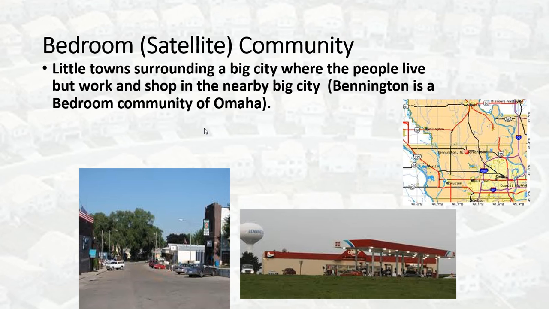A bedroom community is one term, a satellite is another. It's like the moon is a satellite and orbits the earth. Well, Bennington and Gretna and cities like that orbit Omaha. People live in Gretna, in Bennington, but they work in Omaha. So that's what a satellite community is. Little towns surrounding the big city, and they're separate from the big city. Bennington is its own city. It's got its own city government.